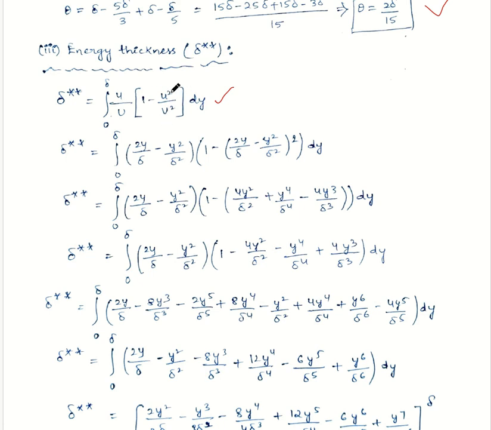See, it is u square by U square, means what? It is u by U whole square. What is u by U for us? 2y by delta minus y square by delta square whole square.